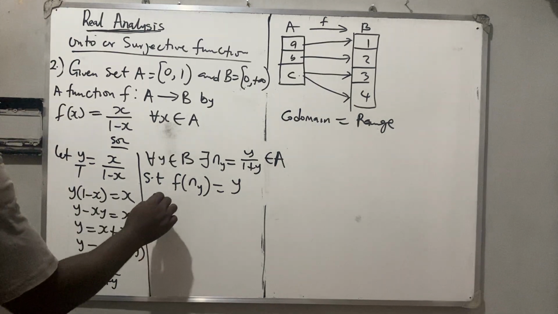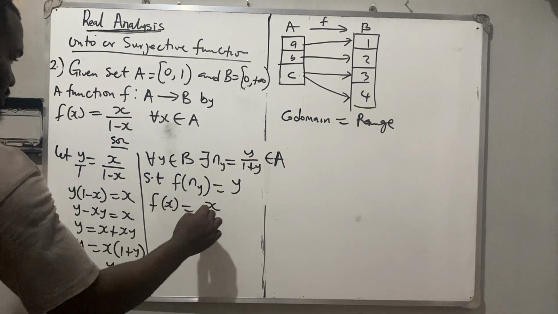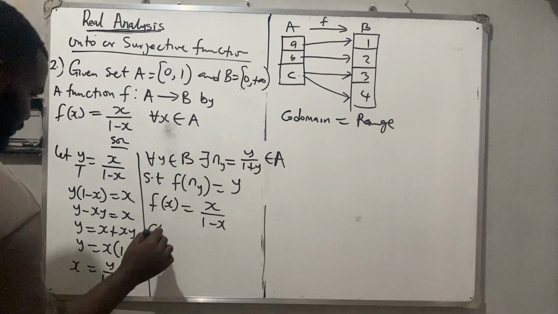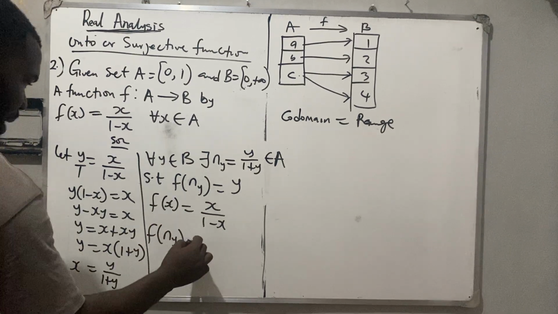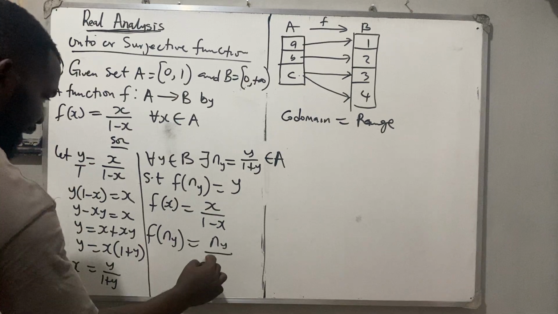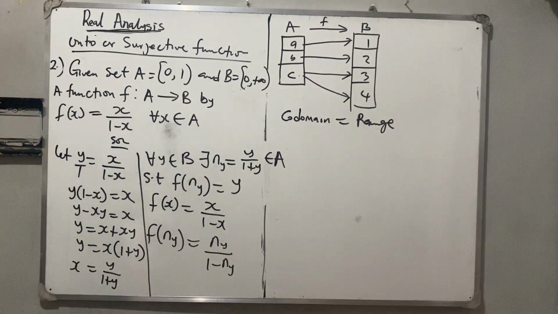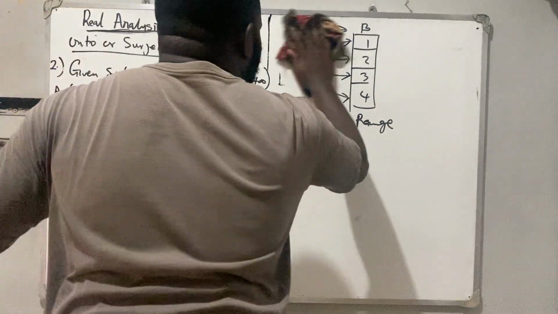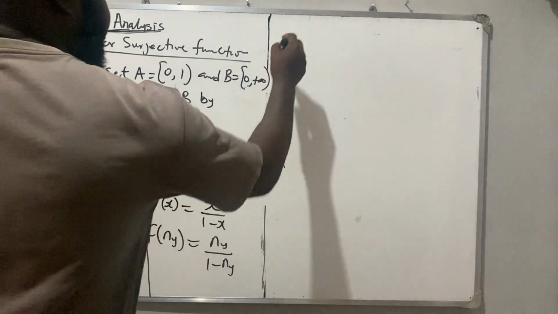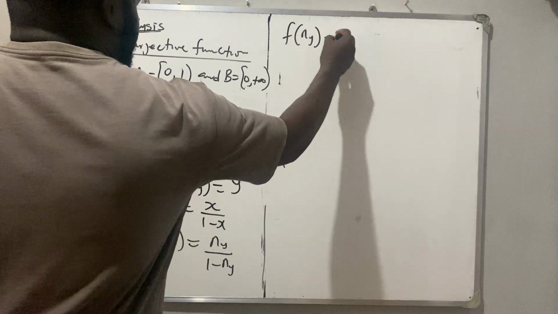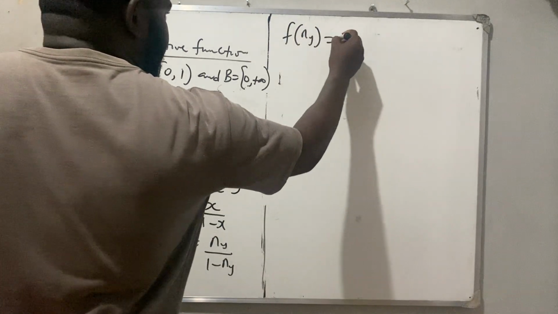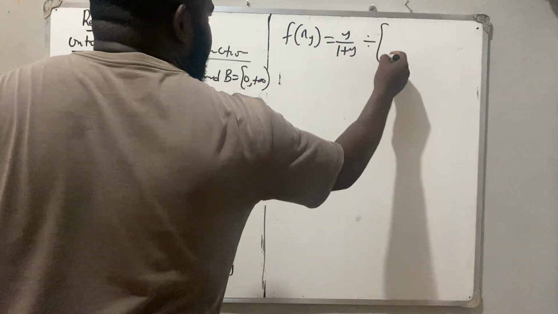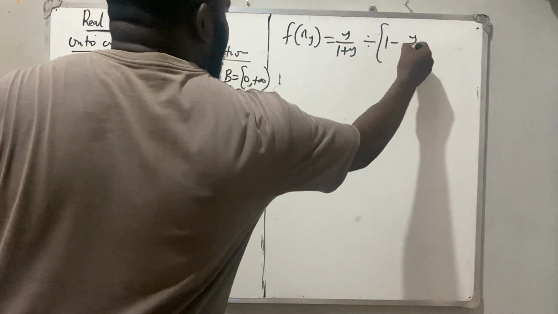So we know that f of x is equal to what? x over 1 minus x. So f of n(y) must give me what? n(y) over 1 minus n(y), right? But don't forget that we said n(y) is equal to this. So if n(y) is equal to that, we are going to have that f of n(y) will now be equal to, n(y) gave us y over 1 plus y, divided by 1 minus n(y) again. That is 1 minus y over 1 plus y.